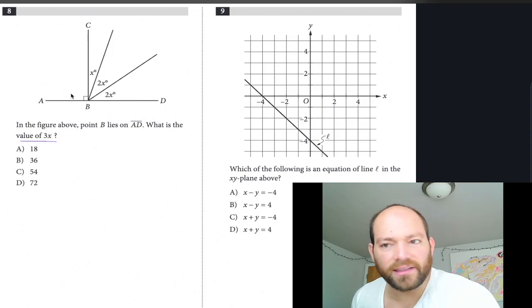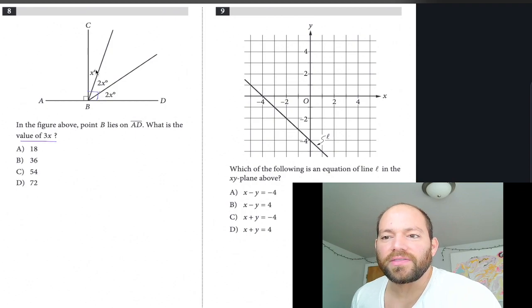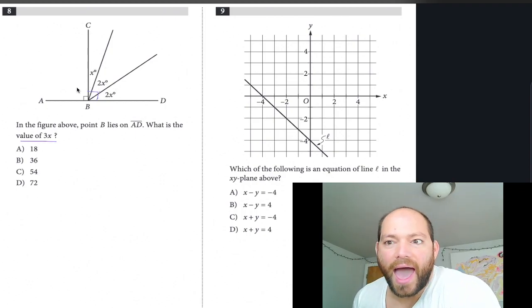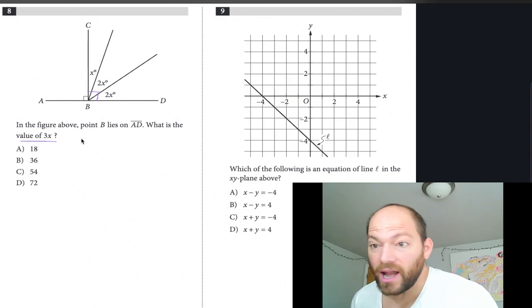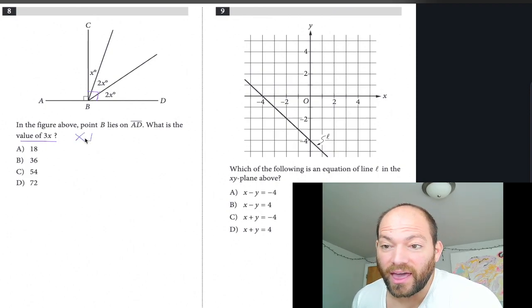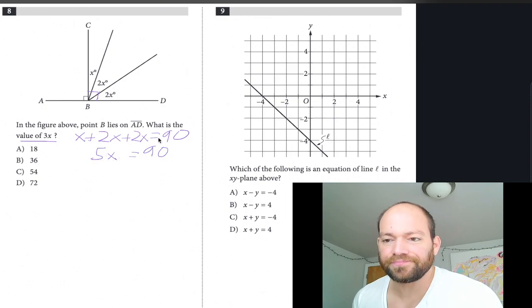AD is a line. This is a right angle. That means that this whole part is a right angle. That means all three of these angles add up to a right angle, add up to 90. So we can just set up that x plus 2x plus 2x equals 90. 2x plus 2x is 4x, 5x equals 90.